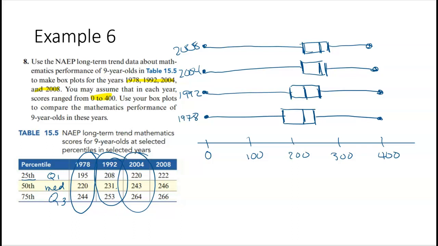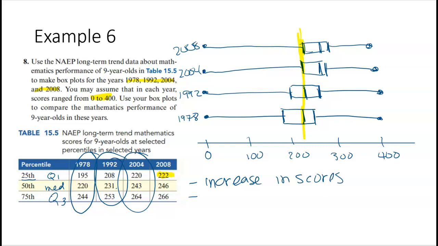All right, let's describe the performance. We can clearly see an increase in scores over time, right? The box plots are moving to the right, so there's an increase in scores. In 2008, we can see that the first quartile is slightly above the median of 1978. See how those relate? If we just go down here.